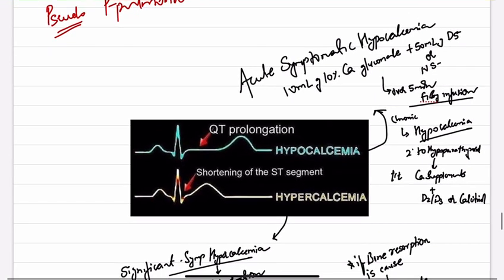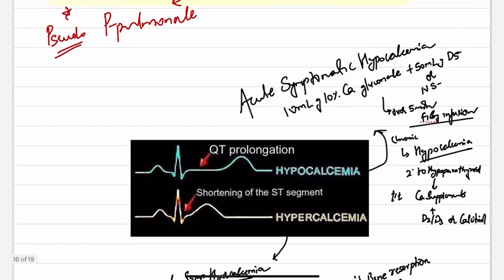For an acute symptomatic hypocalcemic patient presenting with tetany, remember hypocalcemia means QT is prolonged. You have to give 10 ml of 10% calcium gluconate with 50 ml of D5 or NS over 5 minutes, followed by an infusion. This is for hypocalcemia; you have to give calcium. In a chronic hypocalcemic patient, secondary to hypoparathyroidism, you have to give calcium supplement plus D2, D3 or calcitriol.